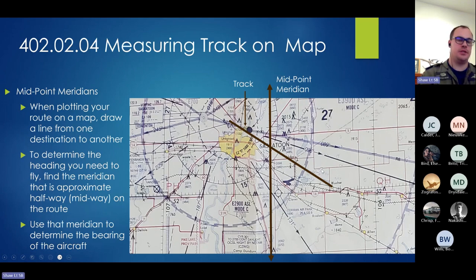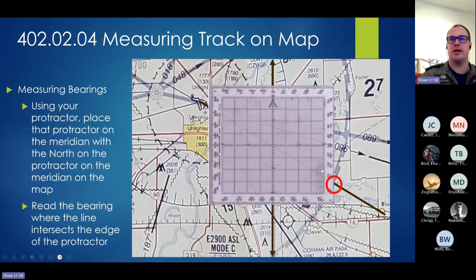Use that meridian to determine the bearing of the aircraft. So we're going to take our Douglas protractor, like I was saying. This is called the Douglas protractor, the square. Place that protractor on the meridian with north of the protractor lined up with north on the map. North is up, so make sure north is lined up.